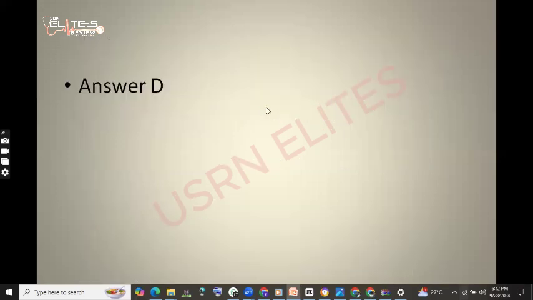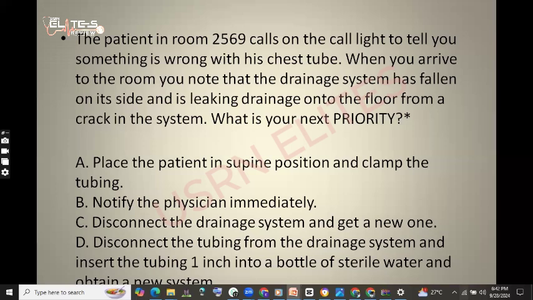So that is why it is very important that you keep a bowl of sterile water beside a patient with a chest tube, so that in case of accidental dislodgement, you dip it into the bowl of sterile water.